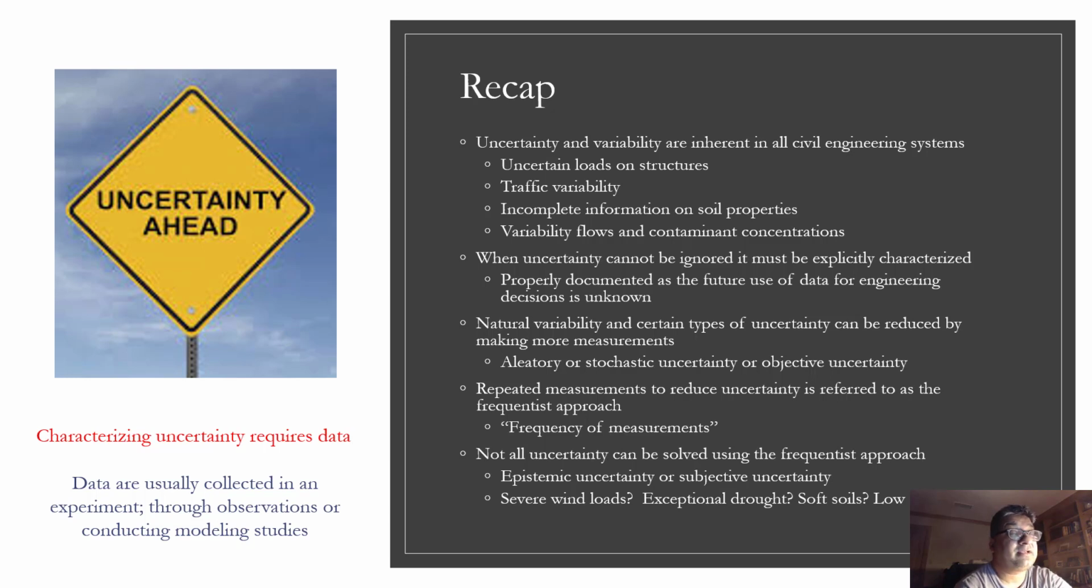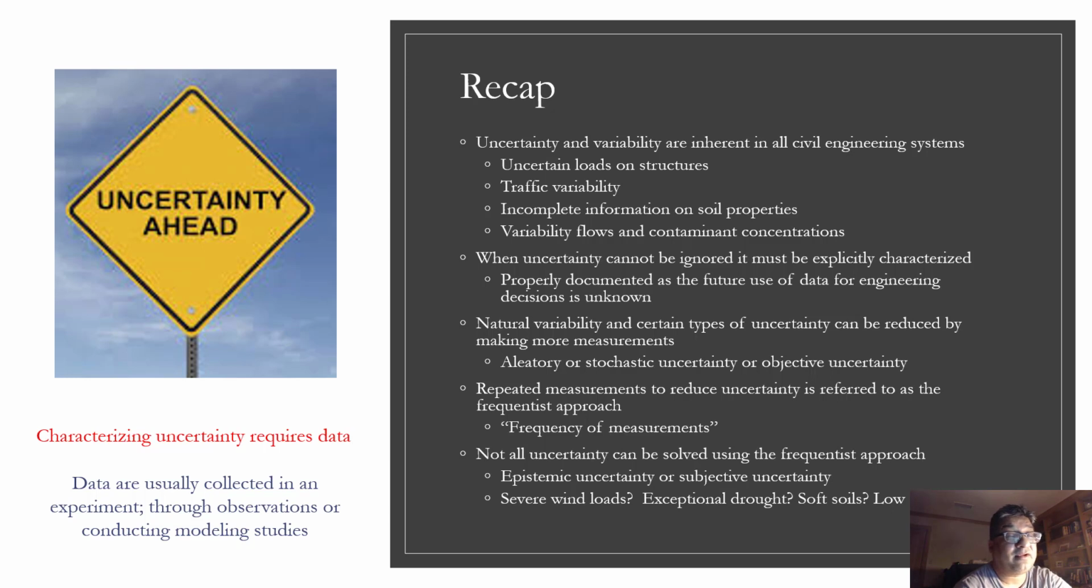That type of uncertainty is called aleatory uncertainty, stochastic uncertainty, or objective uncertainty. And repeated measurements to reduce uncertainty, or at least better characterize it, is referred to as the frequentist approach, because we are using the frequency of measurements, seeing how many times a value repeats itself for that random variable. Of course, not all uncertainty can be solved using the frequentist approach.